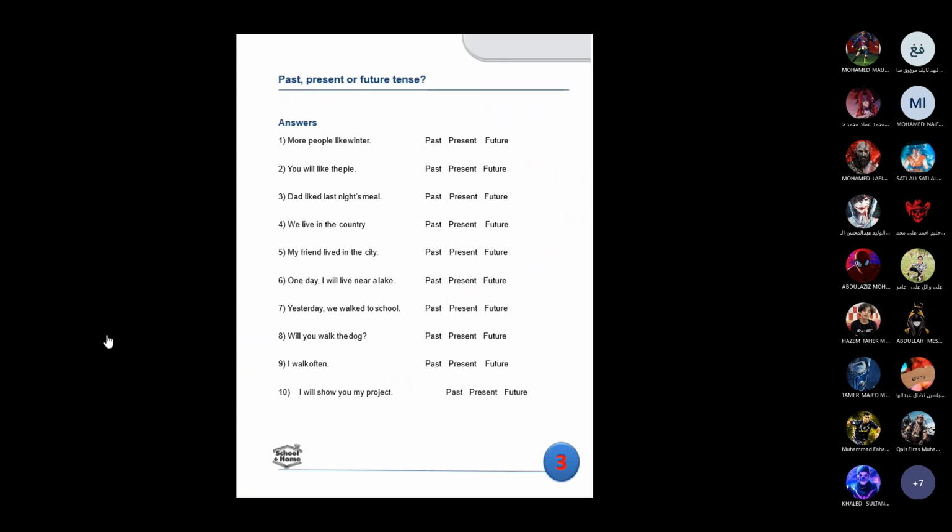So what is the verb? More people like winter. Again, the verb. More people like winter. Okay, thanks. So number 1, guys, more people like winter. Like is the verb, and here that refers to the present form, so that's why it's present.